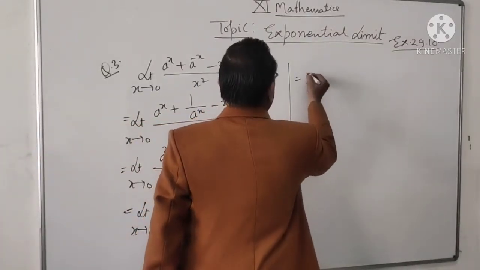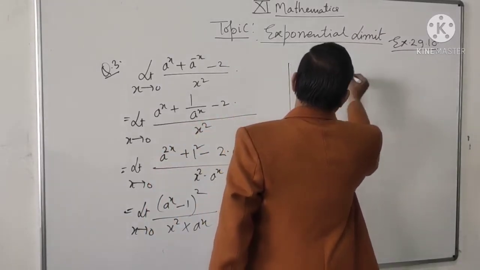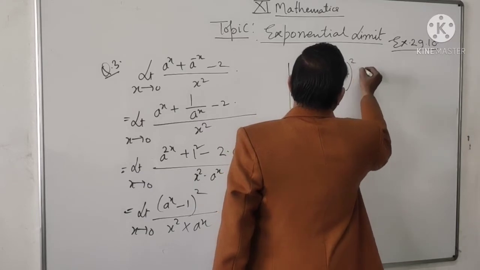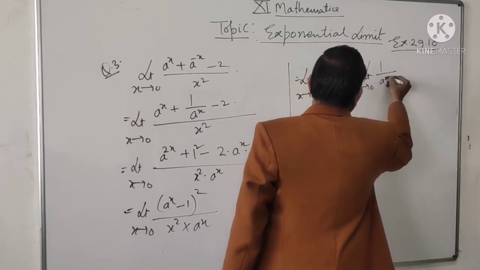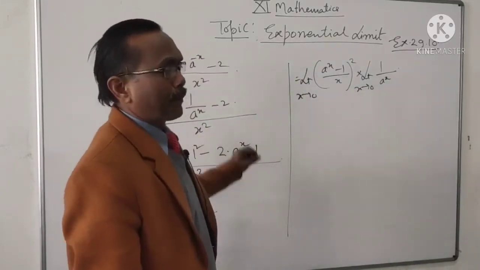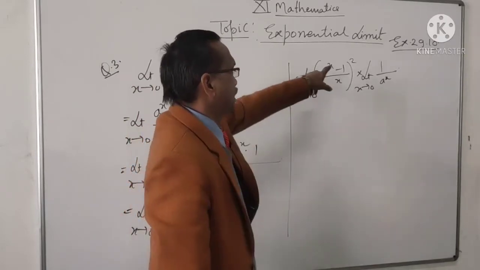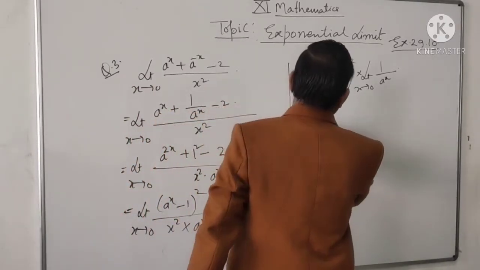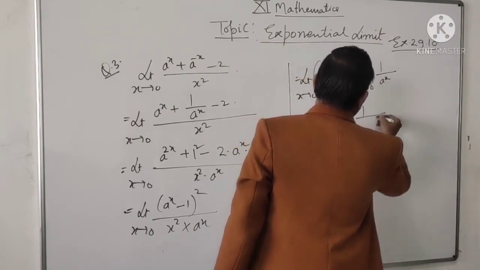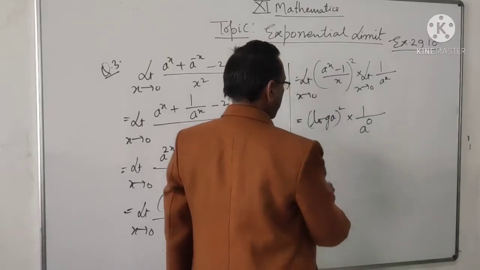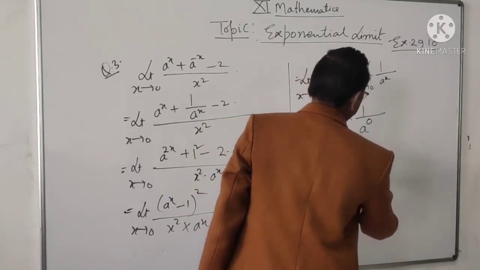Now we can write it as limit x tends to 0, a power x minus 1 upon x whole square into limit x tends to 0, 1 upon a power x. Here we use the rule that the limit of a product equals the product of the limits. So this is a standard limit. Its result is log a whole square into 1 upon a power 0. A power 0 is 1. So the answer is log a whole square.